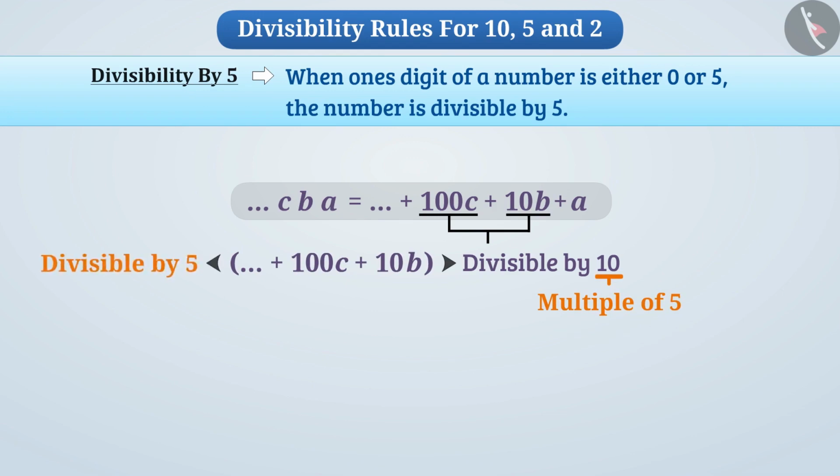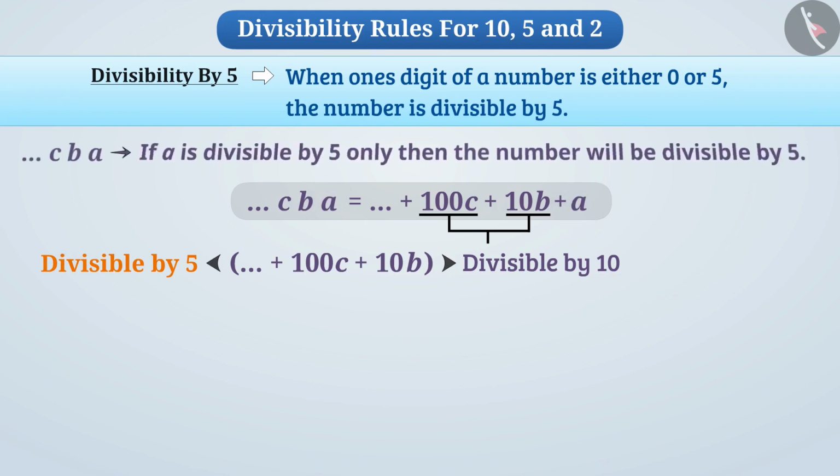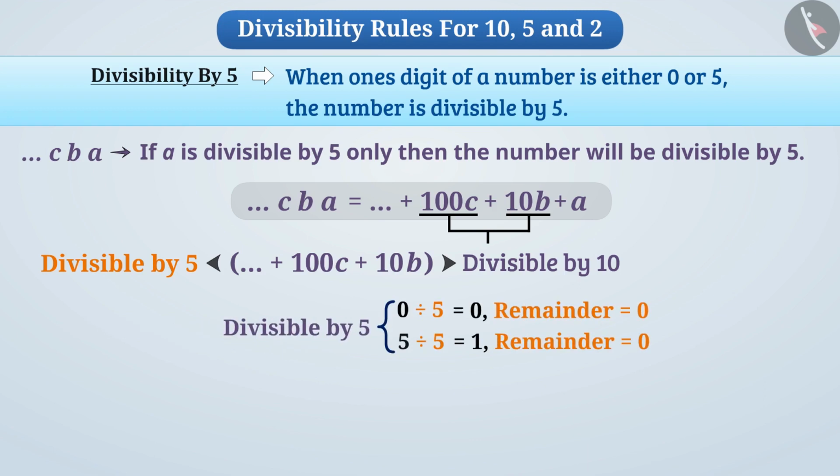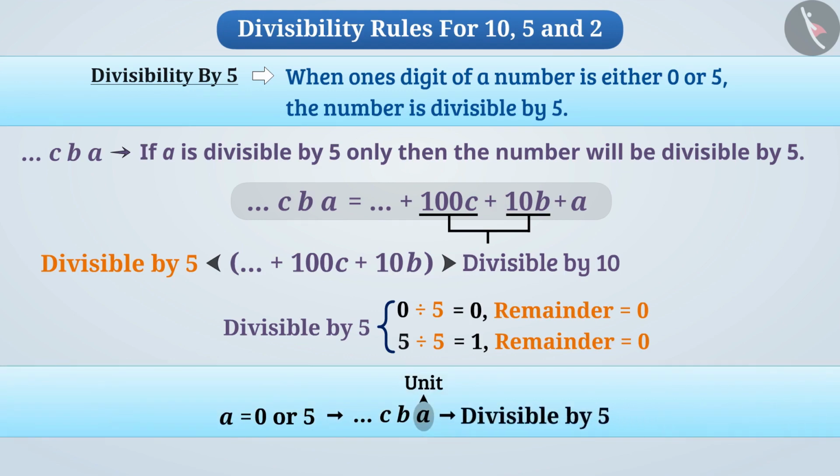Thus, the divisibility of this number by 5 depends on the ones digit of the number. If A is divisible by 5, only then the number will be divisible by 5. But 0 or 5 are the only digits which are divisible by 5. Any other digit is not divisible by 5. In this way, we can say that if the ones digit of a number is 0 or 5, the number is divisible by 5.